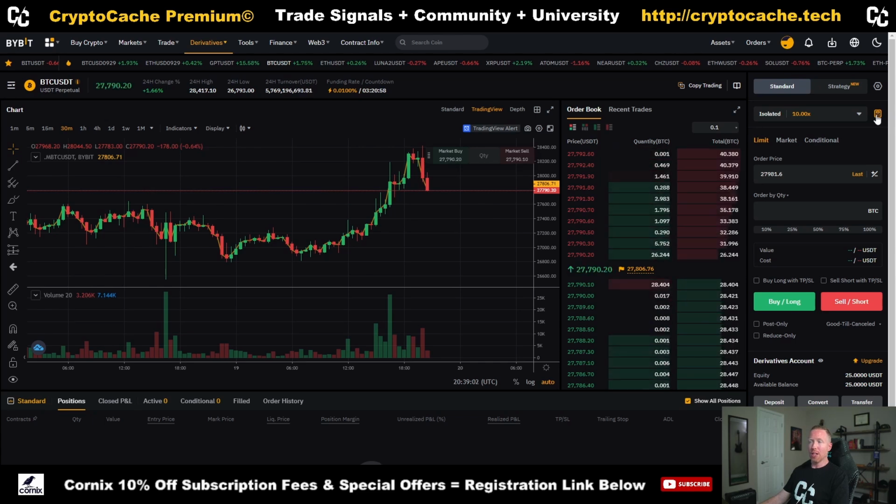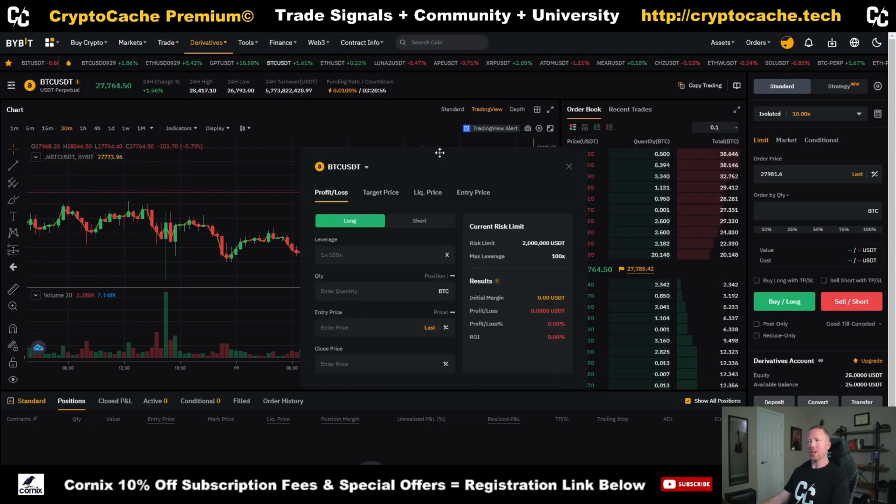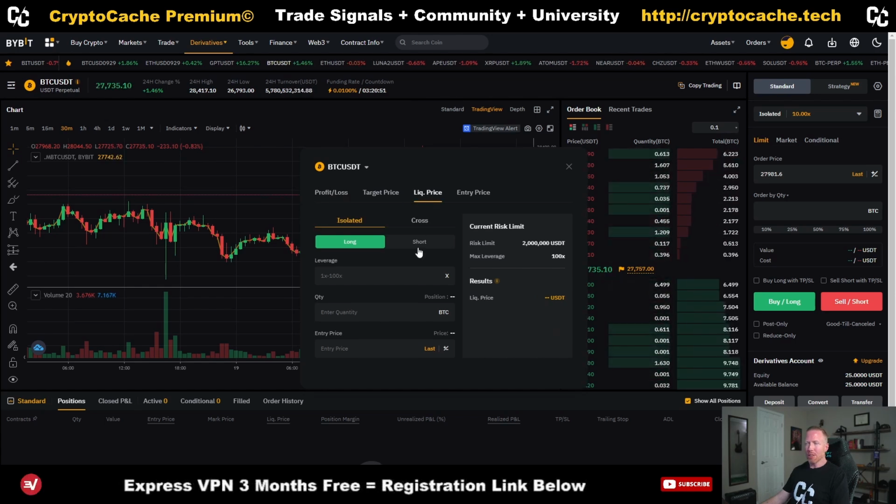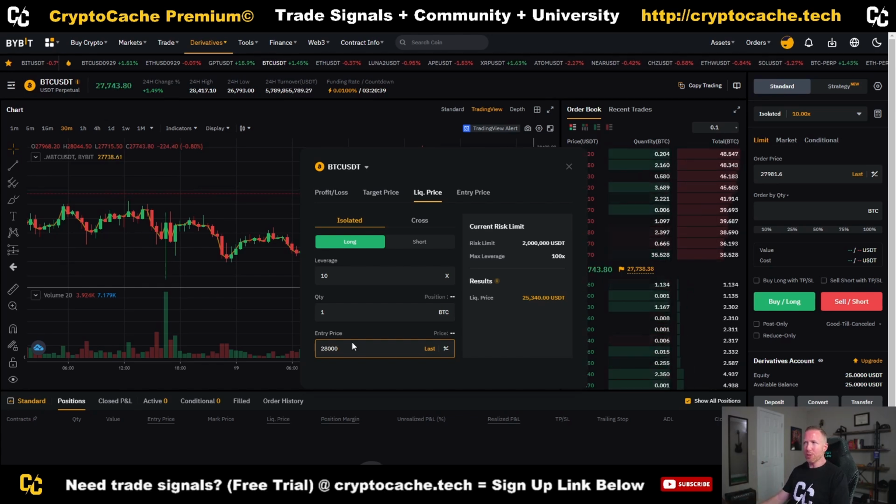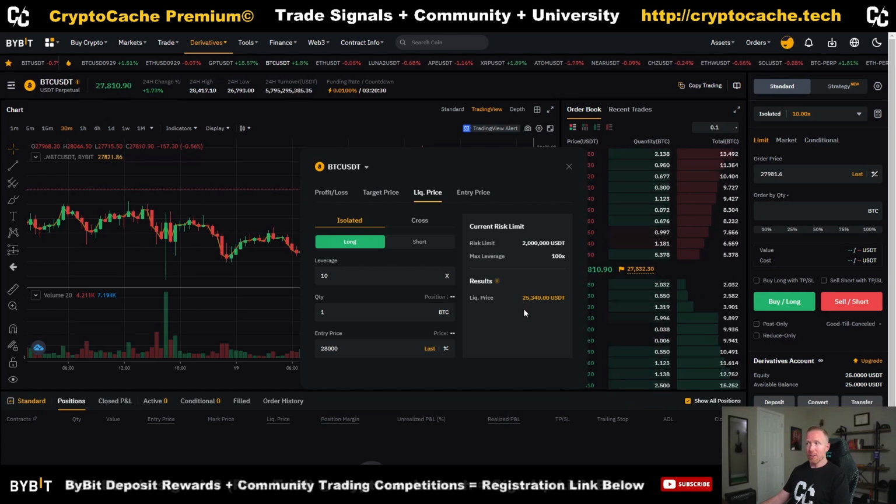Now, taking a look at the calculator, this is also important because I need you to understand liquidation prices. Let's say, for example, you are going to take a long position at 10x, as we've exampled so far. You want to buy 1 Bitcoin, and your entry price is 28,000. If you do that trade with your current scenario, you would have a liquidation price at 25,340. So in order for you to lose your entire trade, in this example, 25,340 would effectively be the liquidation price.